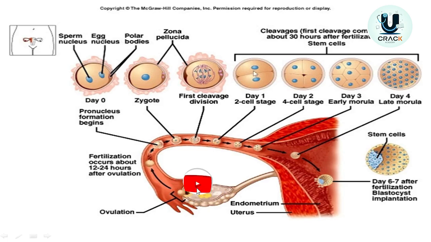As we have seen before, the first cleavage is completed about 30 hours after fertilization, giving stem cells, like the 2-cell, 4-cell, early morula and late morula stages. In the last slide we discussed the same type of thing. You can see the stem cells here also. But after 6 to 7 days after fertilization, blastocyst implantation occurs.